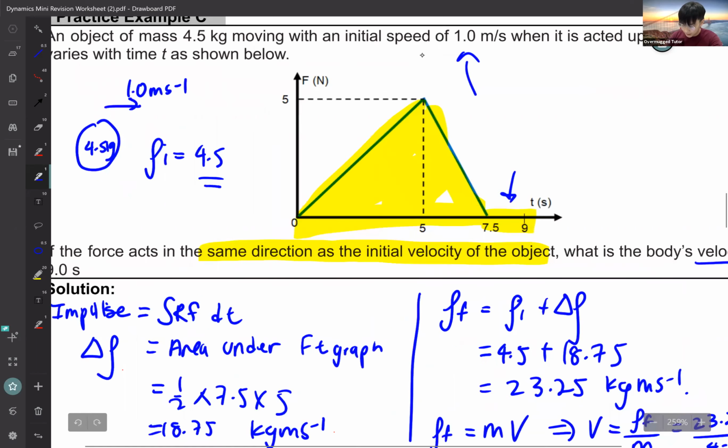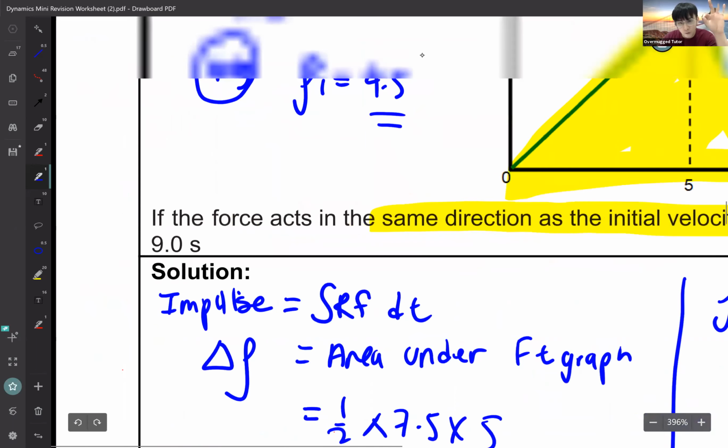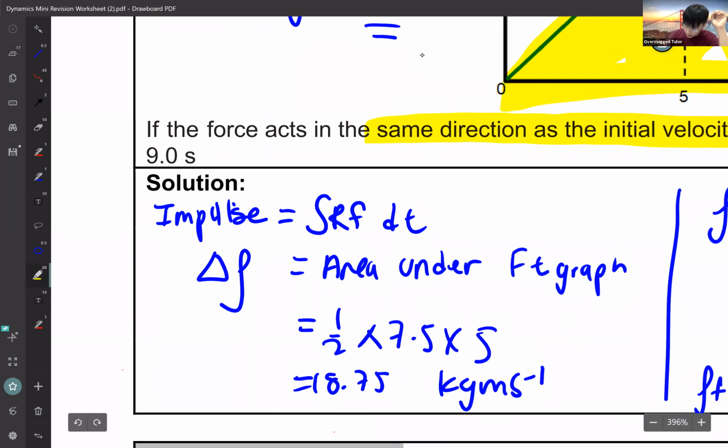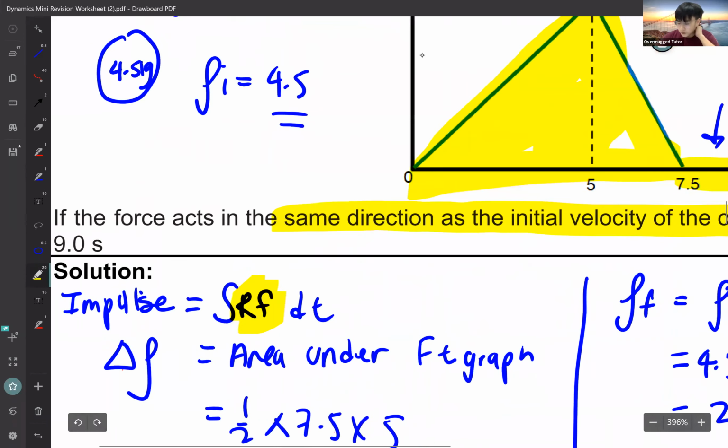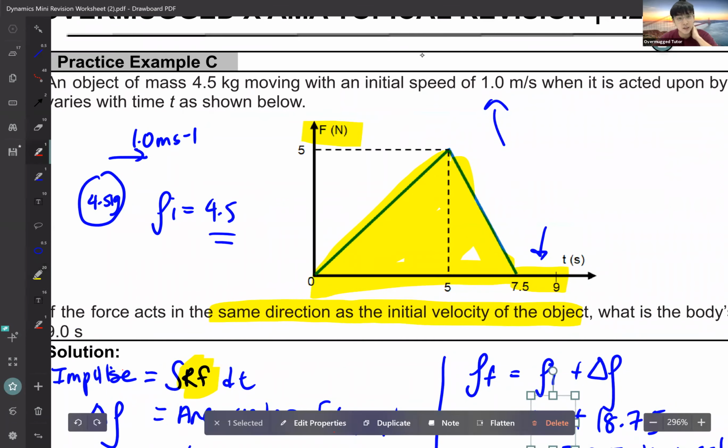So notice my statement here. I say that impulse is the area under the resultant force-time graph. That's why I write the integral of resultant force dt. So if, for instance, this force graph is only one of the forces acting on the object, and the question becomes more complicated with more forces, then you have to make sure that you find the resultant force on the object at all times. That's it. But it won't be present in this question.